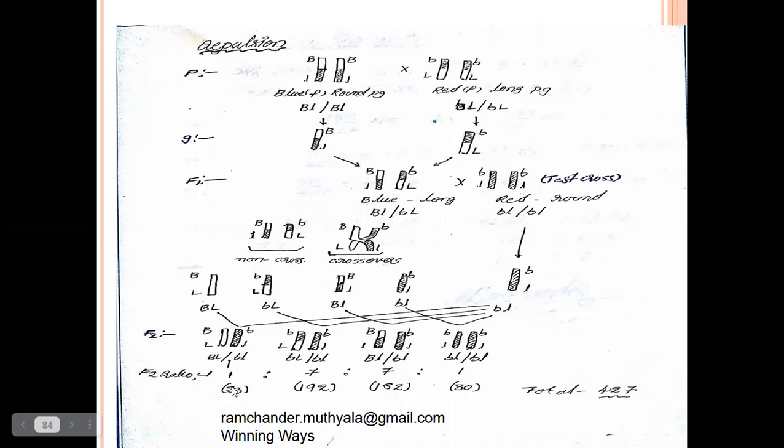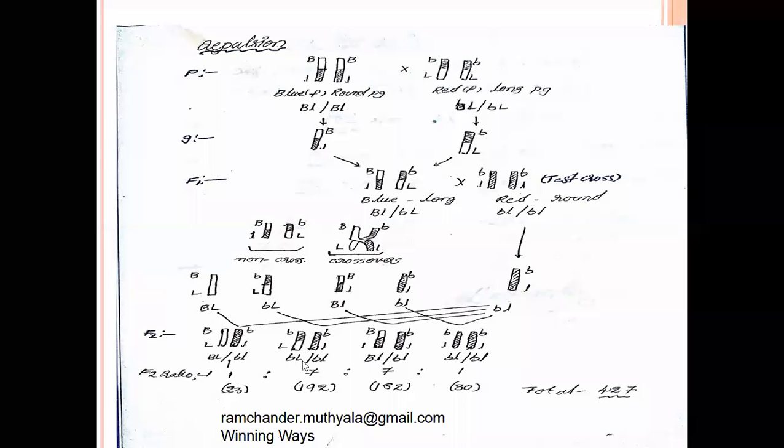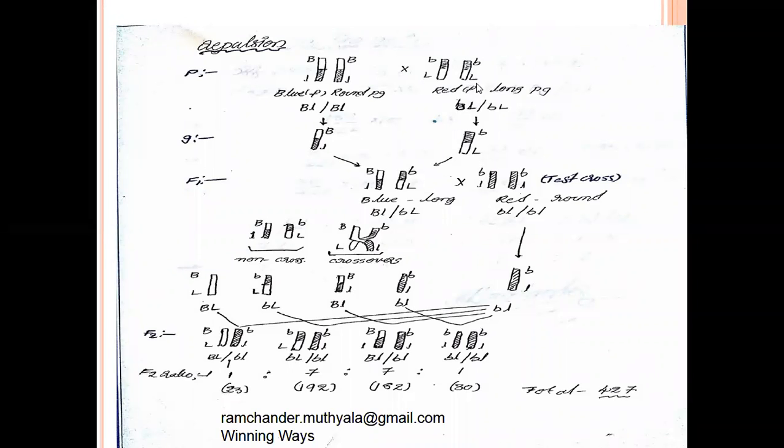In the F2 generation, the phenotypic ratio is 1:7:7:1. In total, 427 plants appeared in the F2 generation. From these 427 plants, the majority are similar to the parental generations. Here 192 plants are small b capital L: red color flowers with long pollen grains. It is one of the parental types. The other parental type numbers 182: blue color flowers with round pollen grains. The remaining two phenotypes are recombinants.